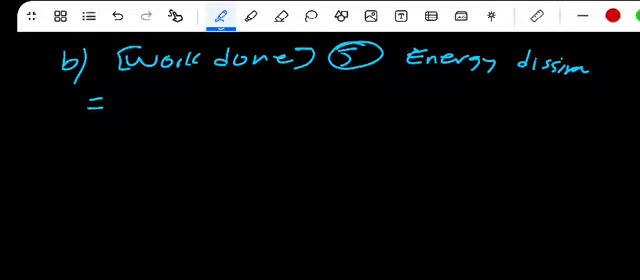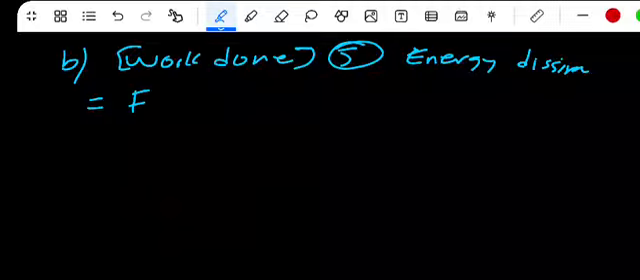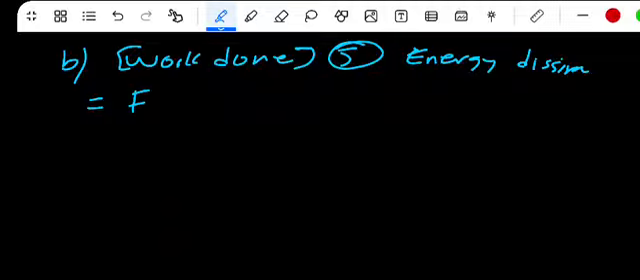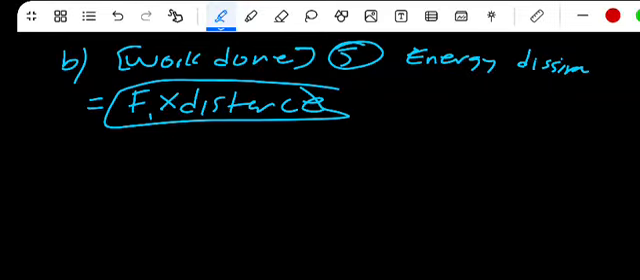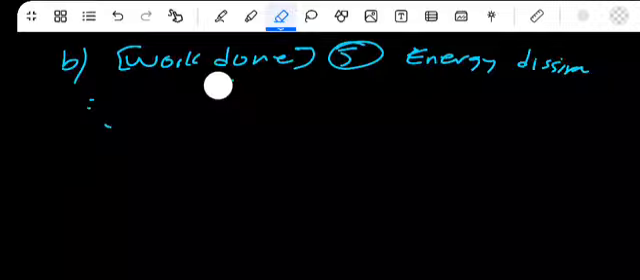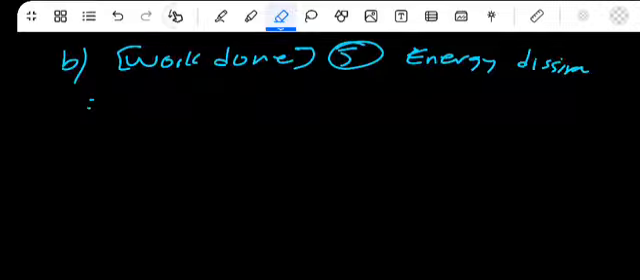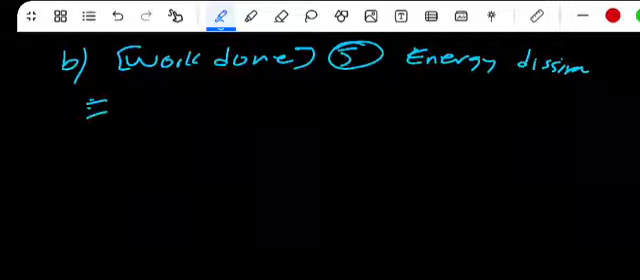We know that work is force multiplied by the distance. That is work. So the work will be that. The force, we have the T brake.